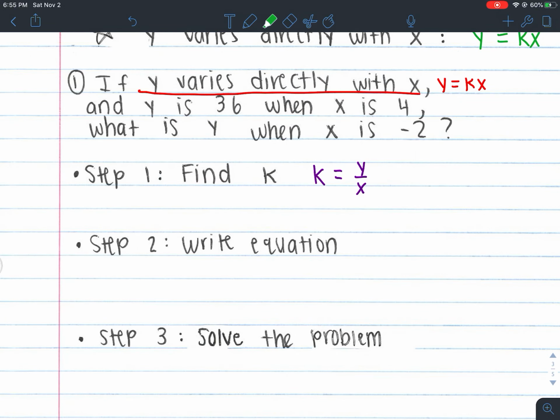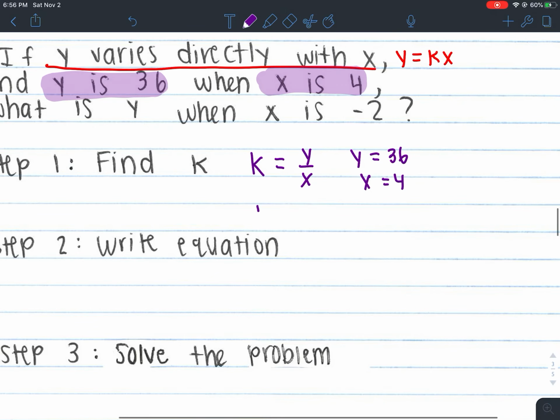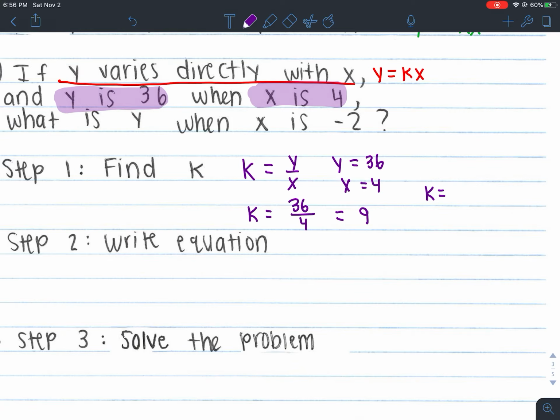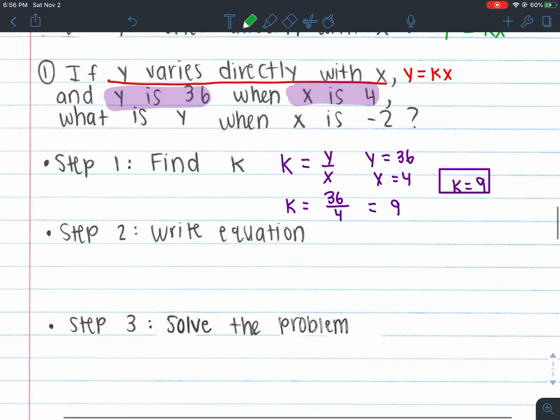So I'm going to use some information that it gave me to find that. Well, it said y is 36 when x is 4. It told me that. So let's go ahead and use that information. So let's put that in the formula. k equals 36 divided by 4, which equals 9. So that means that k equals 9. Okay, that's the first step. But because it's not my final answer, I'm going to go ahead and circle that. I found my k. That's always the first step when it says this is direct variation or it varies directly. You want to find your k value first.